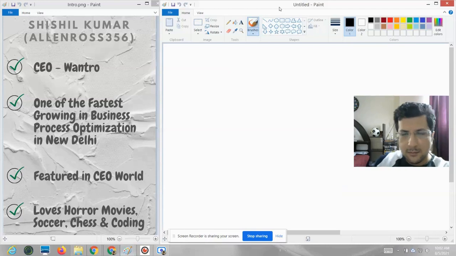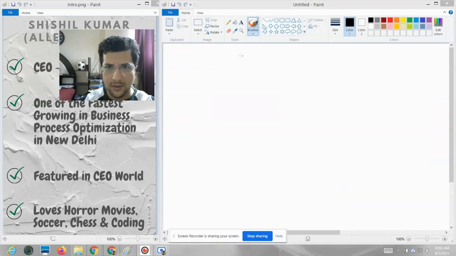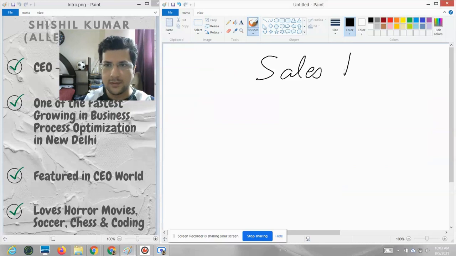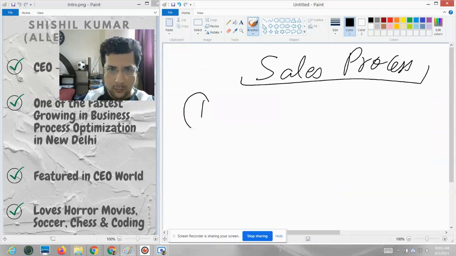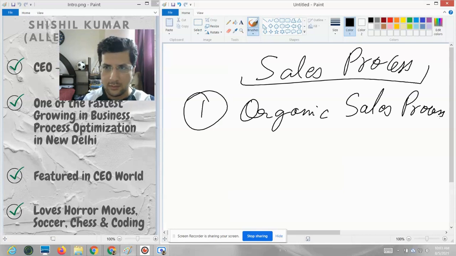The sales process has basically three phases. First, you have to optimize an organic sales process. That's number one. So today's session is going to be about the sales process. Phase number one in optimizing the sales process: you have to optimize your organic sales process.